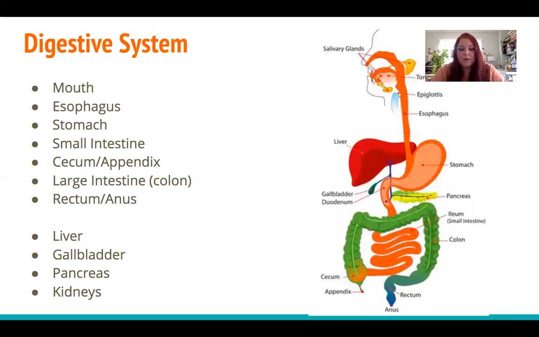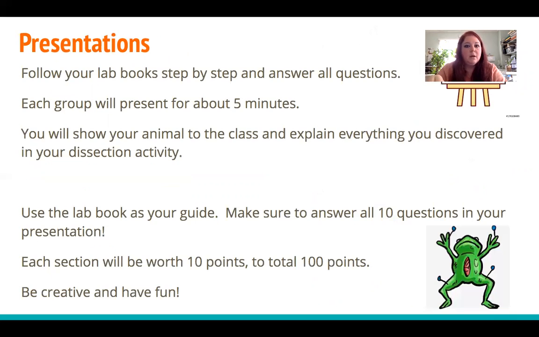So that's why if we were in class dissecting, I would have you find the liver, the gallbladder, the pancreas, and I try to find the best pictures that I could where these were labeled. But from start to finish, this is what our digestive system is as a whole. All right, so this would have been your presentations.